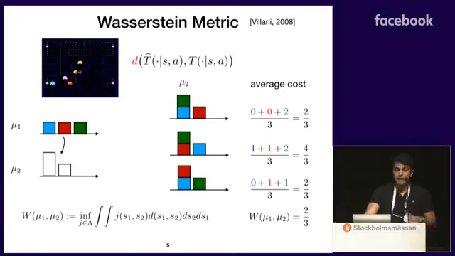So for completeness, I also give you the mathematical definitions. The average cost under a joint, you can construct the joint, but you need to make sure it actually matches the marginals mu1 and mu2.